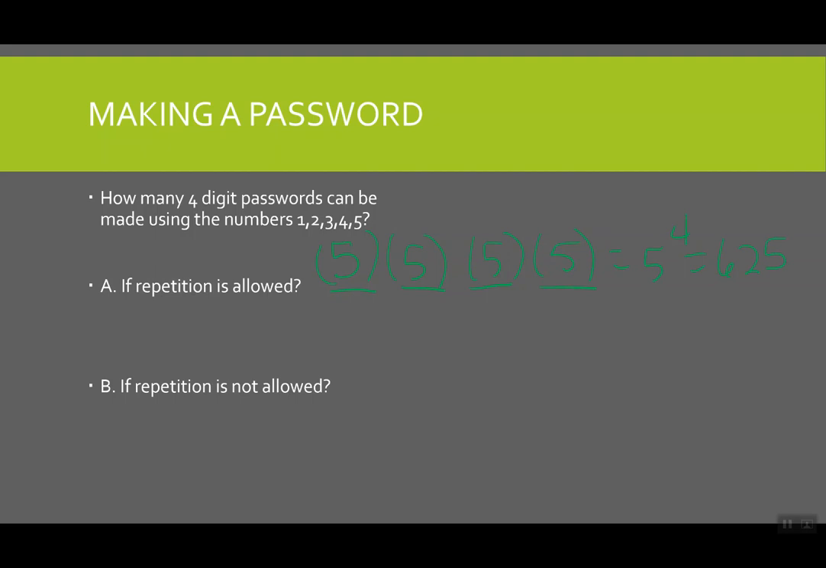Let's look at what if we weren't allowed to repeat. So I would still have 4 blanks, but this time I have 5 choices for the first number and only 4 choices for the second. So what's happening here, when repetition is not allowed, is I'm subtracting 1 every time I select something. So from 4, I drop to 3 and then to 2. So now 5 times 4 times 3 times 2 says I have 120 passwords if I'm not allowed to repeat.